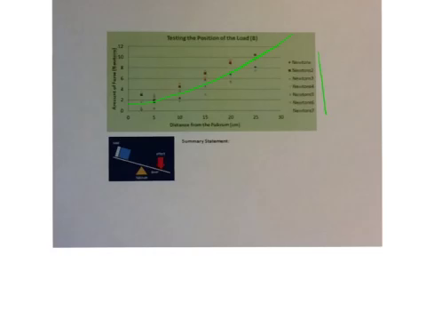So let's use all of our information on our graph to write a summary statement. Start by looking at the title, which identifies the variable that we tested, the position of the load. And notice that the x-axis tells us the distance from the fulcrum in centimeters. And as we move along the x-axis, we can see that the amount of centimeters increased, which tells us that the load was moving further from the fulcrum.